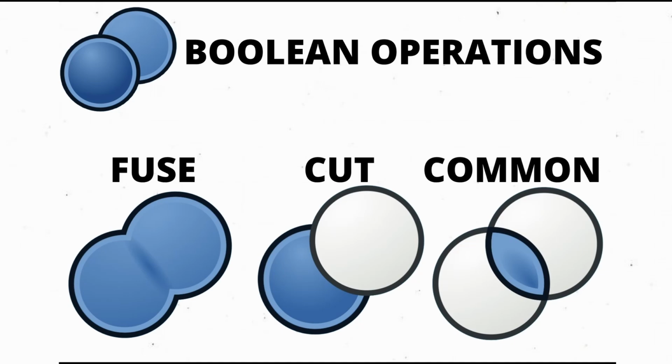Cut, also known as difference, subtracts one shape from another. It removes volume from the first object using the shape of the second one, like carving it out.